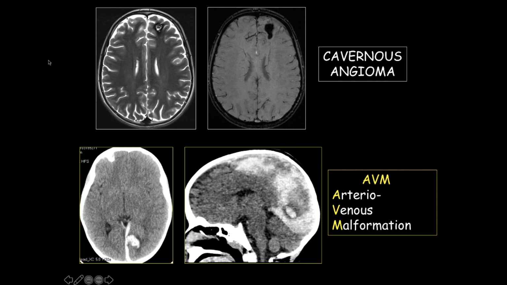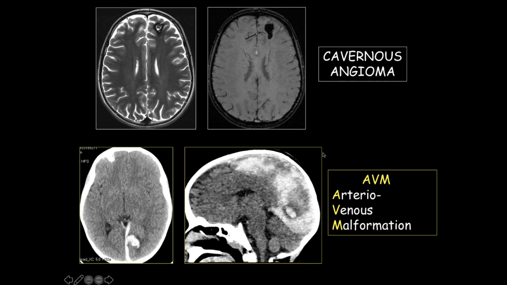Cavernoma may be seen, as we see here on the T2, as a hyperintense lesion with a hypointense border. And it's clear here on the SWI, the susceptibility weighted image, as a large area of hypointensity, and this is well related to this lesion, and it can be multiple in cavernomatosis.